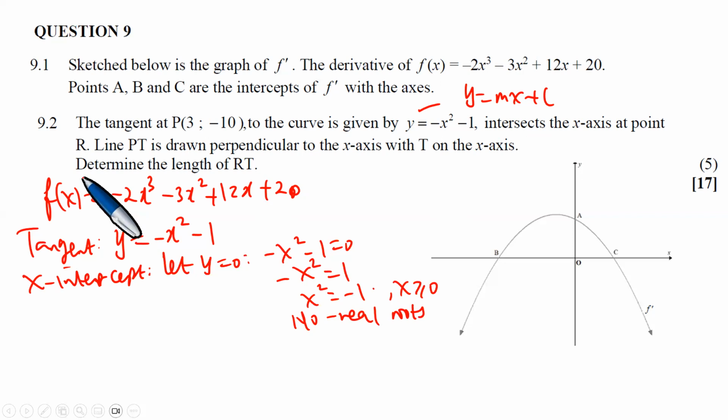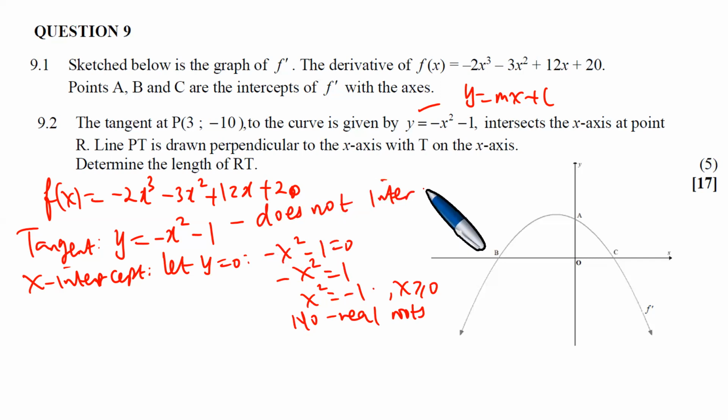So this one does not, because the tangent at this point to the graph is given by these, intersects the x-axis at the point R. So this one does not intersect the x-axis. The examiner had made a mistake here. Does not intersect the x-axis. Okay, does not intersect the x-axis.